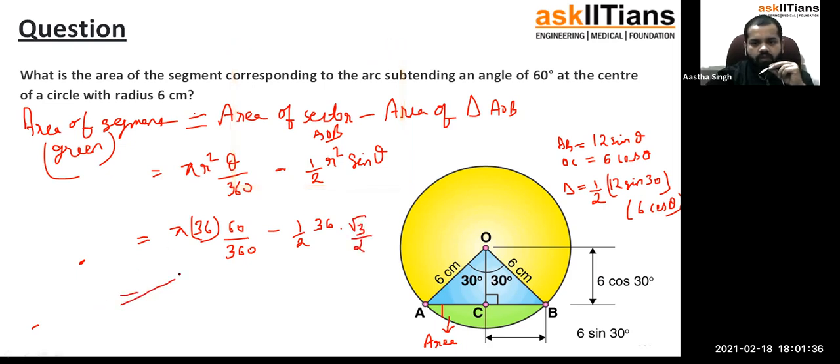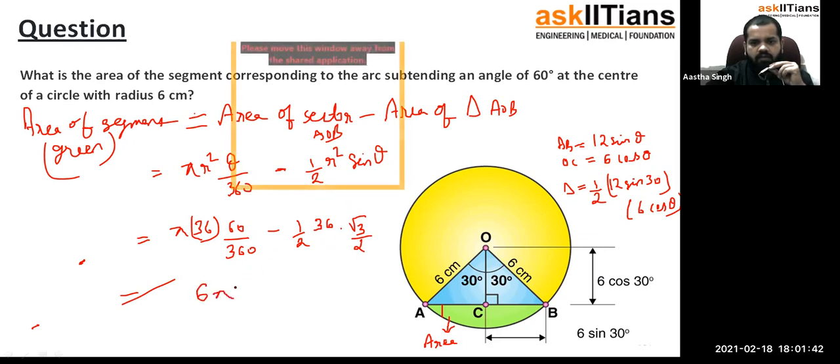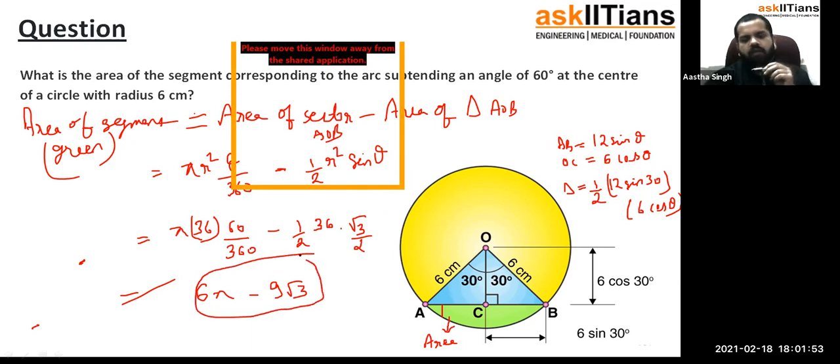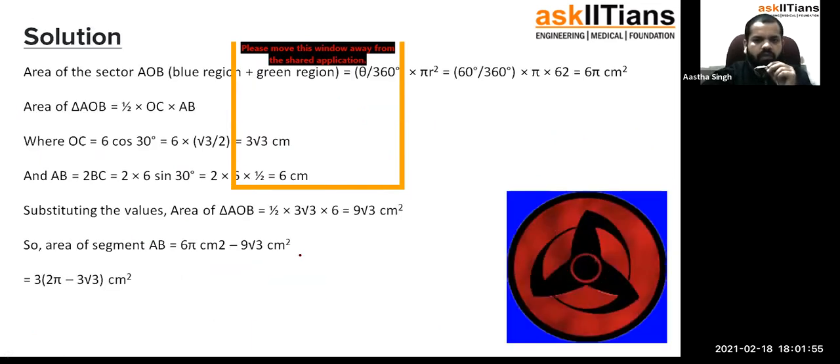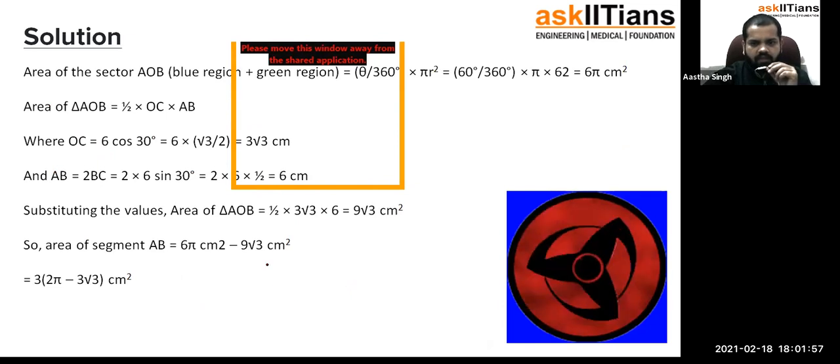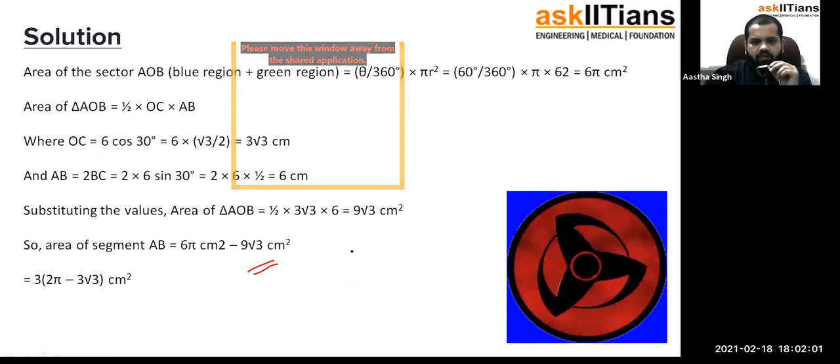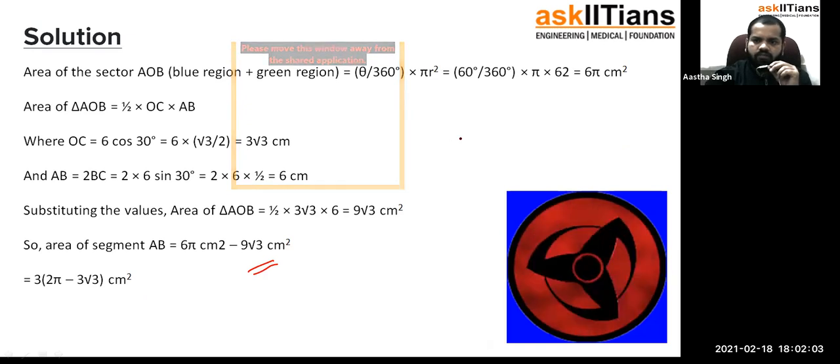Okay. So 36 and 36 will cancel out. 0 and 0 will cancel out. It will become 6 pi, right? Minus 4 will cancel out, 36 into 9. 6 pi minus 9 root 3 will be your answer, right? Just write the value of pi and then the value of root 3. You will get the desired answer. So 6 pi minus 9 root 3 centimeter square is your answer.